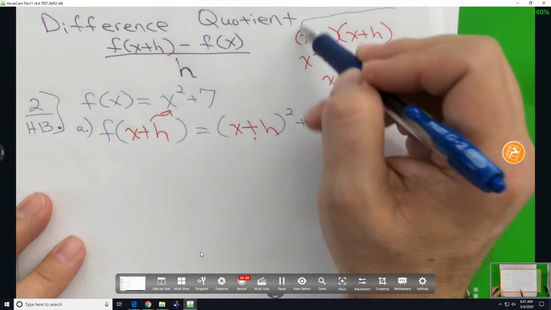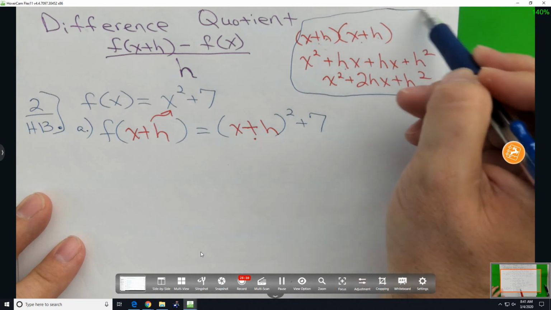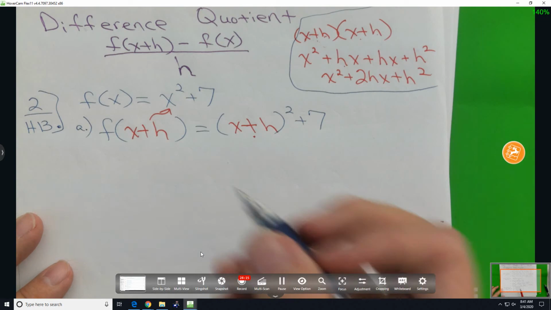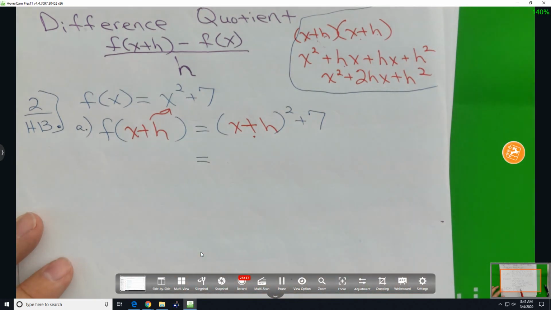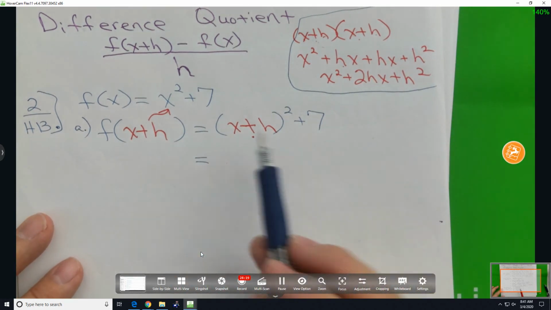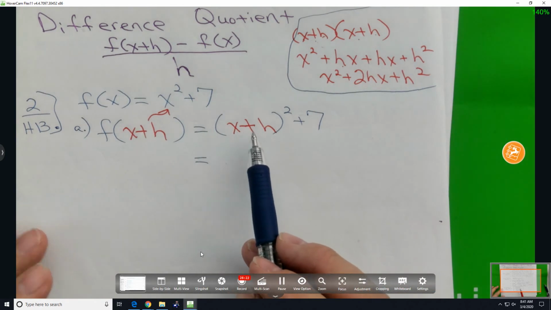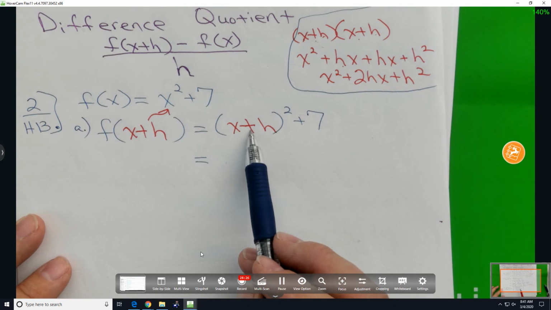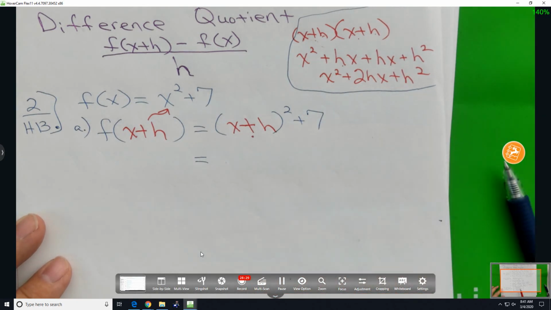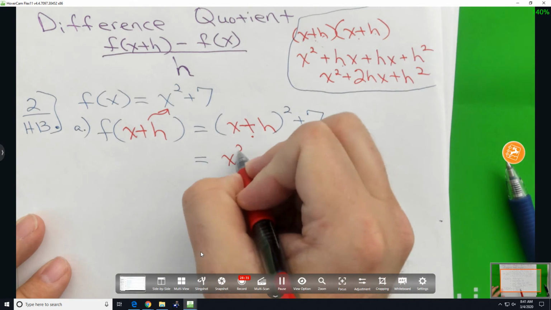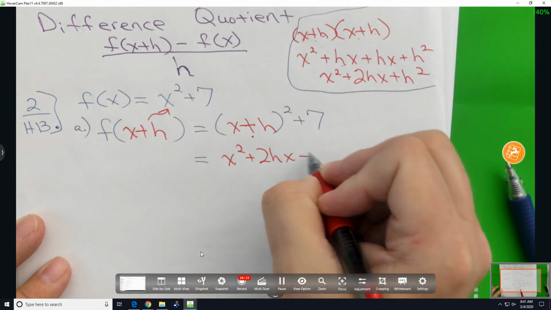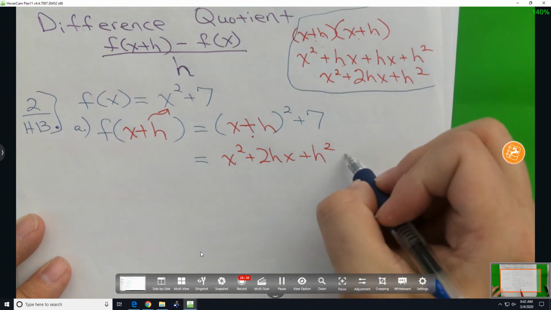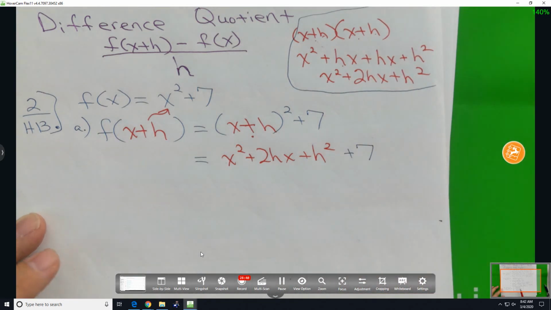And there's my scratch work. I'm boxing it off on the side. Now part A is the lengthy part of this, as we'll see in a moment. So we know x plus h squared, we've already FOILed it out. It's x squared plus 2hx plus h squared. And we still have what stuck on there? The plus 7. So there's the answer for part A.